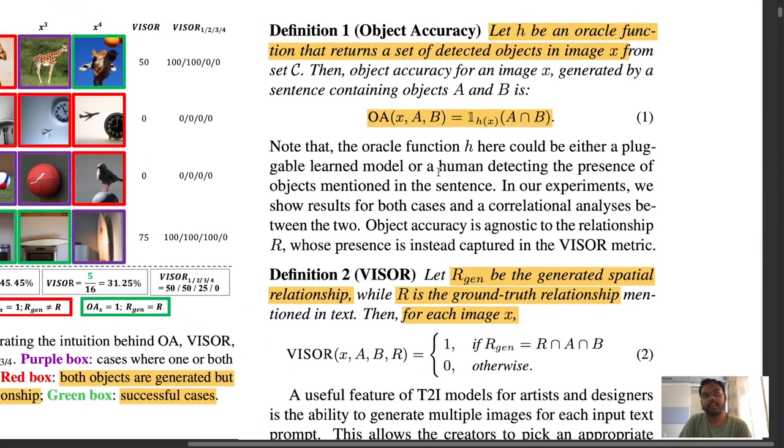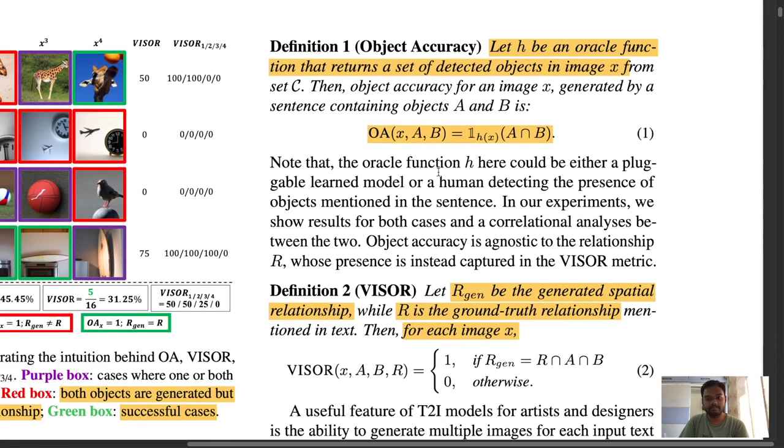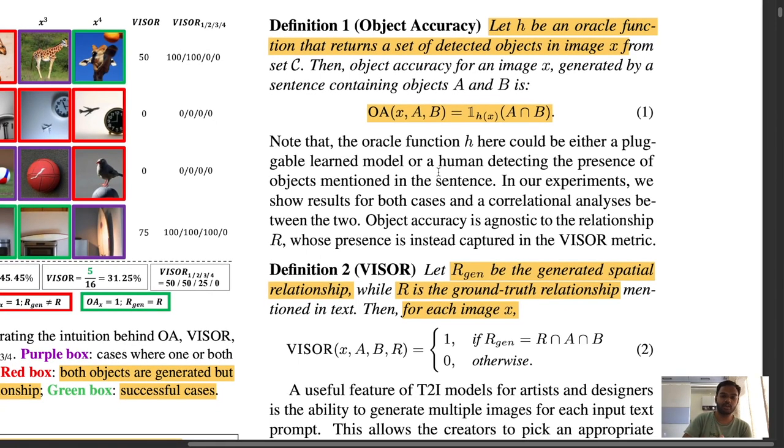Okay, so one thing is, this oracle function can be either a human or a model. As I've told you, the oracle function is basically just an object detection model. Of course, you can use an object detection model, but these folks have said that you can also go with a human itself, just a basic human. Of course, using a human to detect objects for training another model is not that advisable, so I'm not even going to consider showing you the parts where they have done that. But basically in this paper they have discussed two different ways. One is using an object detection model as the oracle function to define the VISOR metric, and the second where they've used actual humans to do the exact same thing.